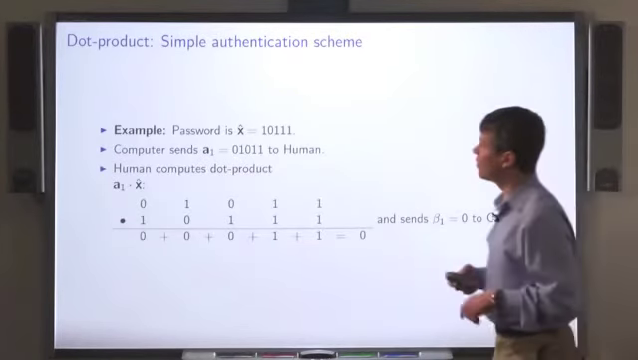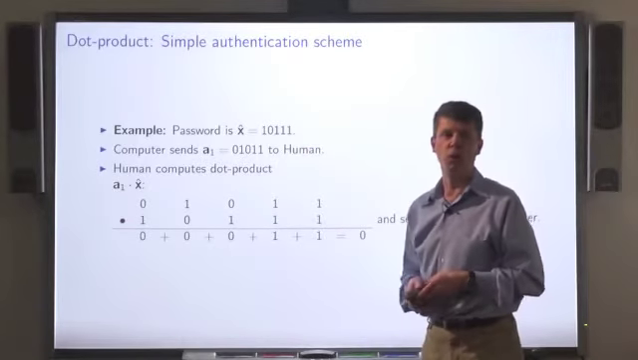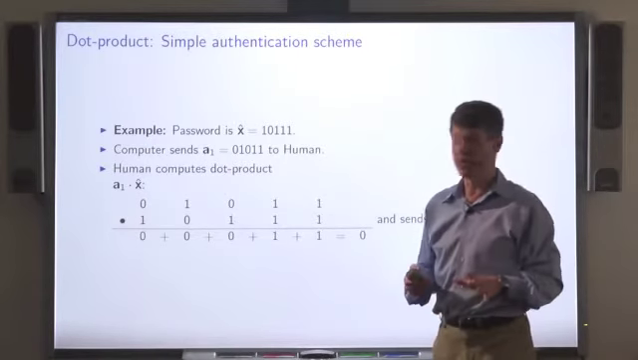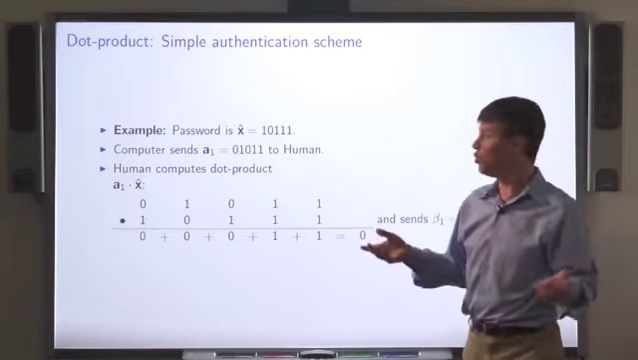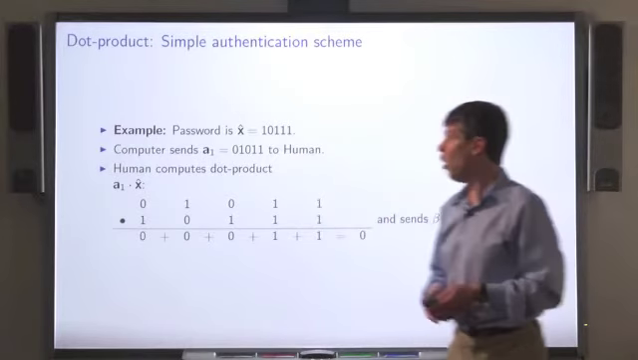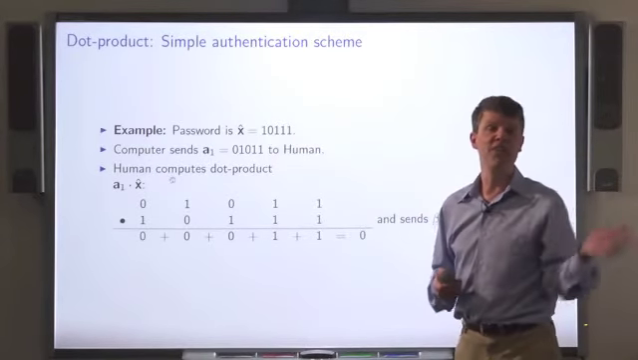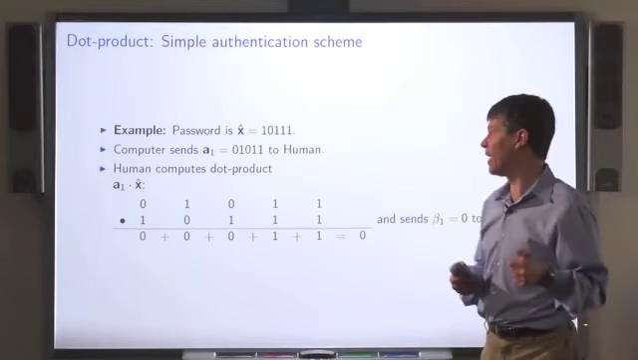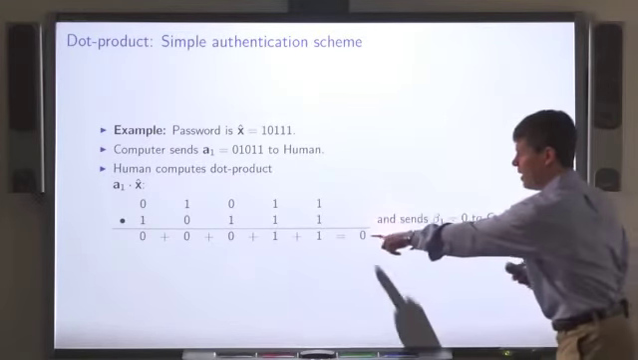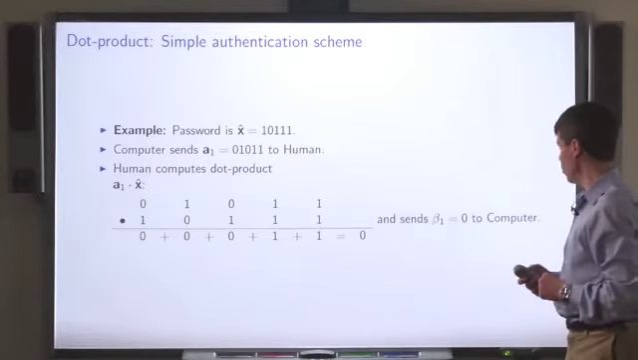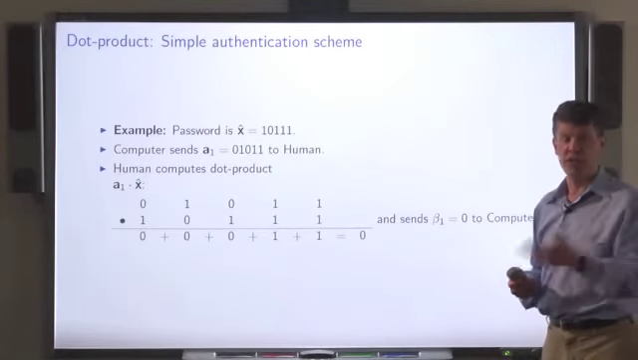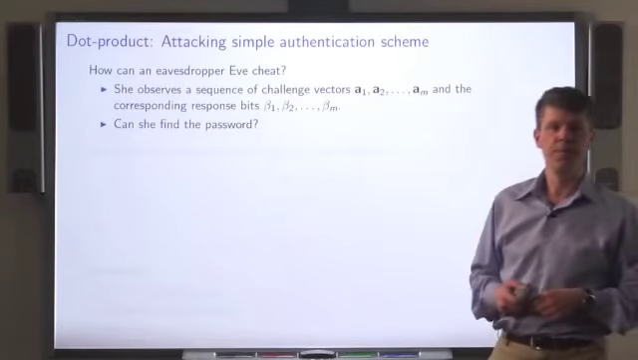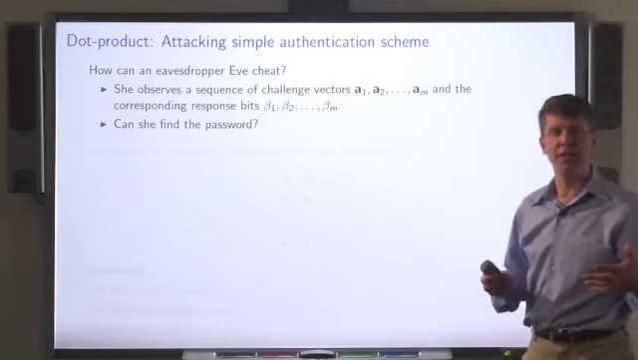So here's an example. Let's say the password is 10111. Okay, obviously this is too short to be secure, but it's good for illustration. Maybe the computer chooses as its question the vector 01011. It sends that to the human. The human computes the dot product of that question with the password and ends up with 0 and sends back 0 as the response to this question. Let's call that response beta 1. This is repeated several times.